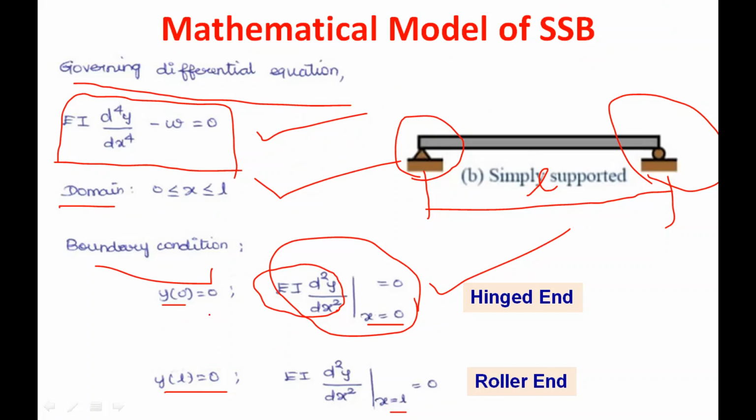In this boundary condition, we already discussed, if the boundary is defined in terms of the field variable, it is called a primary boundary condition or essential boundary condition. If the boundary is defined in terms of a derivative of the field variable, then it is called a secondary boundary condition or natural boundary condition. That you have to understand.